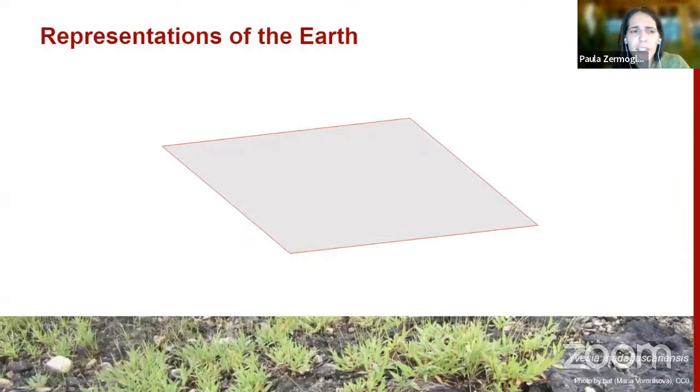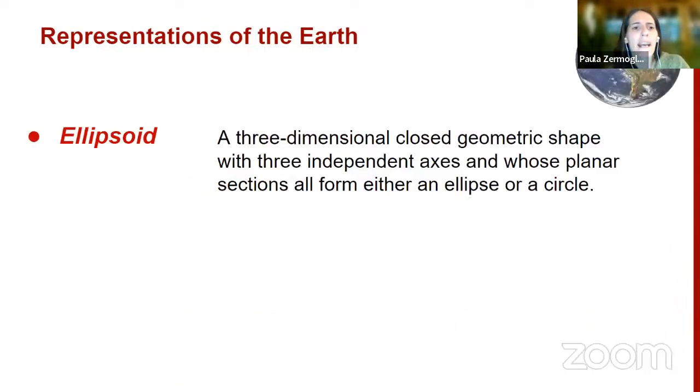So to start, we're going to talk a little bit about representations of the Earth. And we can represent the Earth in many different ways. There are a couple of concepts that we need to know about. One of those concepts is what an ellipsoid is. An ellipsoid is a three-dimensional geometric shape that has three independent axes and whose planar sections all form either an ellipse or a circle. We're going to see this graphically in a moment.